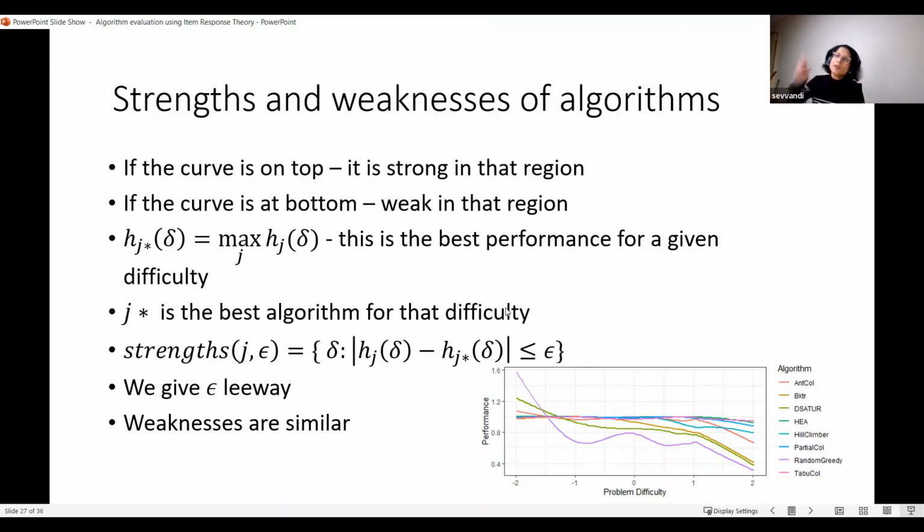But you can have a little leeway. Epsilon is the leeway that we are going to give when we are defining the strengths. Weaknesses are similar as well. You look at the bottom curve and then the curves that are closest to the bottom curve. The strengths are the curves that are closest to the curve that is at the top at every point.